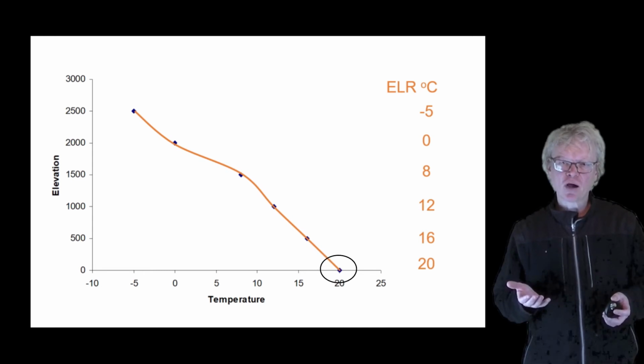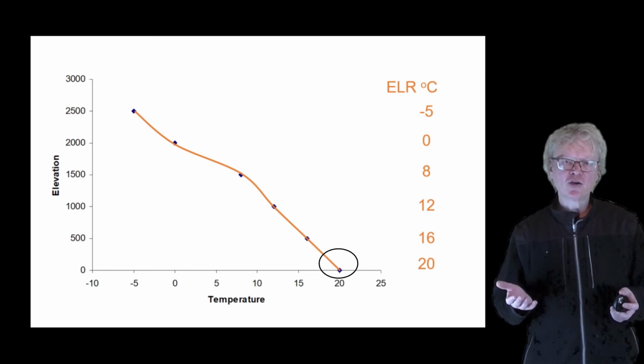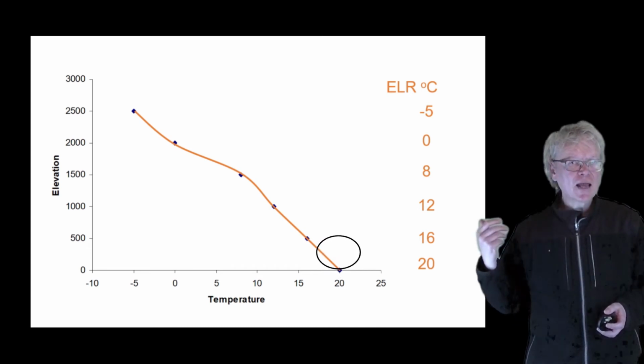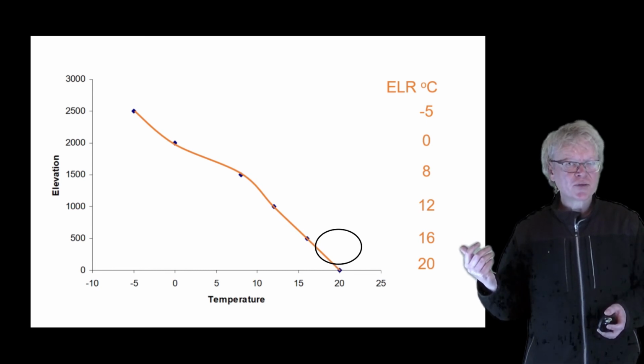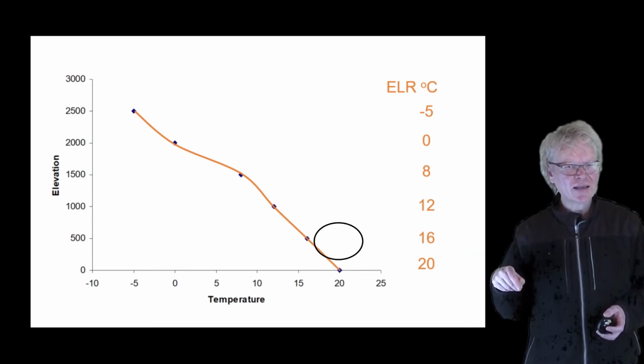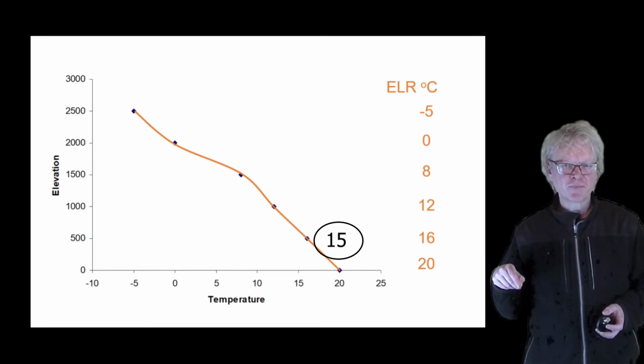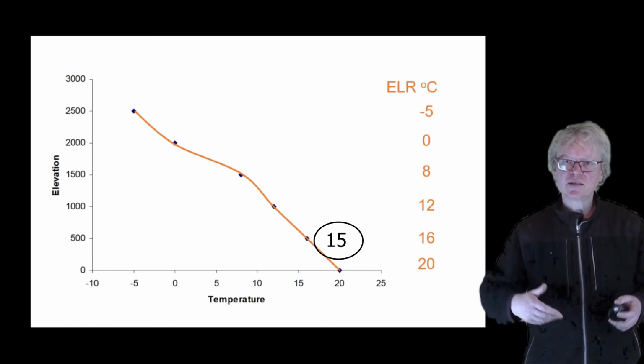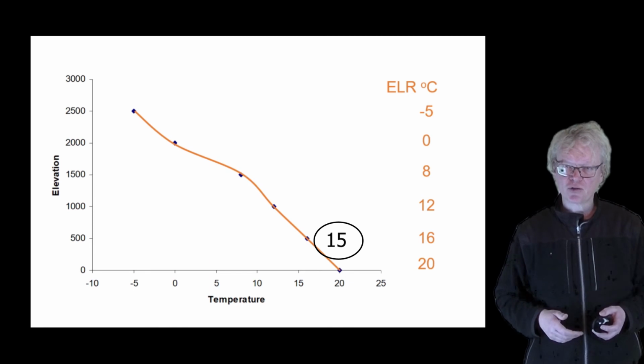Now, as it rises and goes up to 500 meters, the air around it is 16 degrees, but the parcel of air isn't 16 degrees, it's 15. Because it's expanded a little, we know it's cooled, and it just happens to have cooled to 15 degrees.